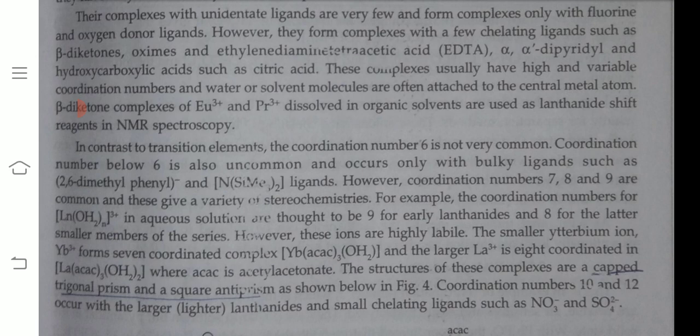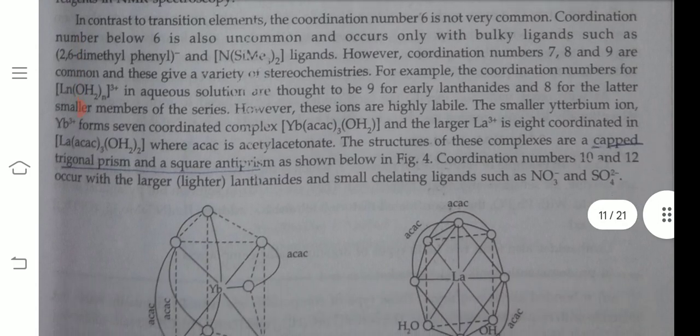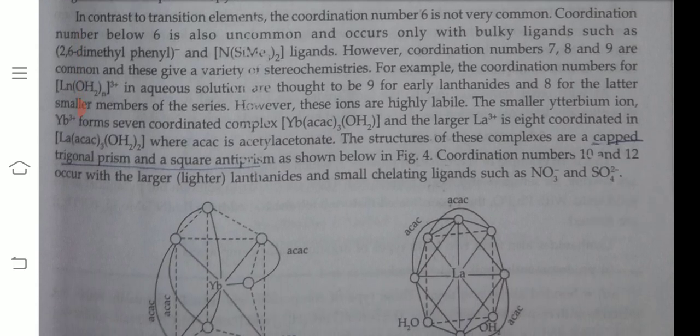In contrast to transition elements, the coordination number 6 is not very common. Coordination number below 6 is also uncommon and occurs only with bulky ligands such as 2,6-dimethylphenyl ligands. However, coordination numbers 7, 8 and 9 are common, and these give a variety of stereochemistries.